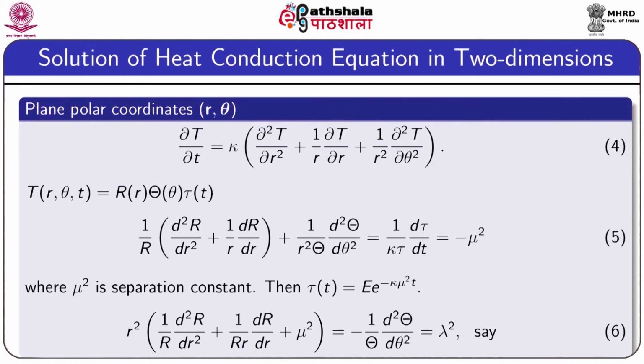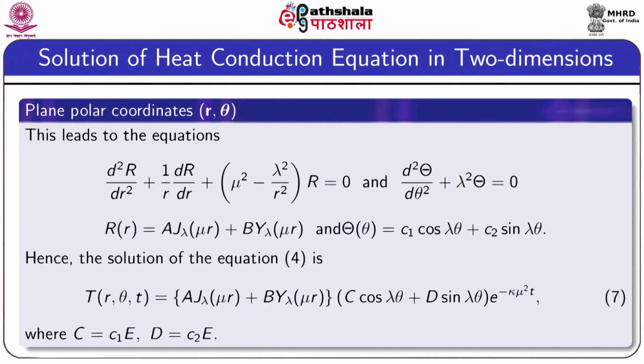Now, it remains to separate the variable, the functions capital R and capital theta. So, in the next step, in equation 6, we have separated the functions capital R and capital theta, and we assume the separation constant as lambda square. If we equate, with the theta equation and capital R equation, we obtain two equations which are written in this slide. And the theta equation is very easy to solve.